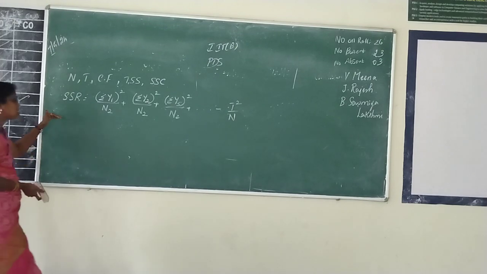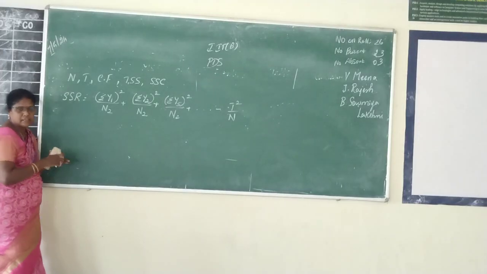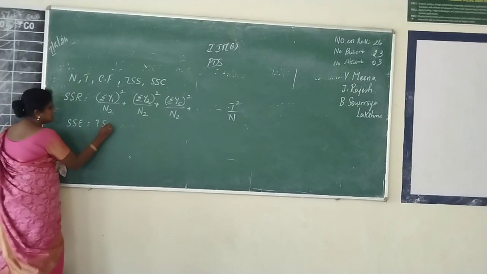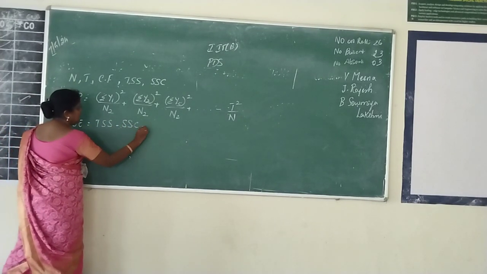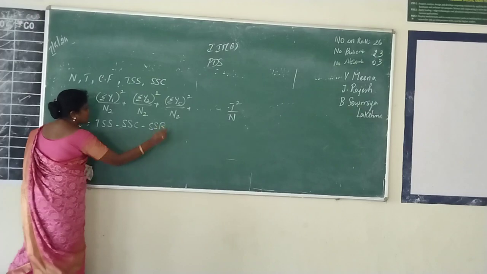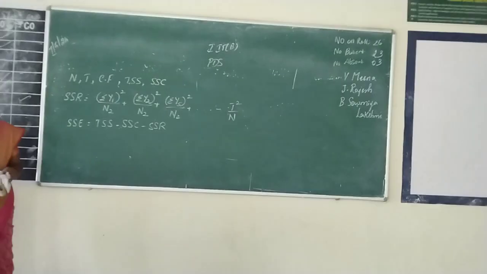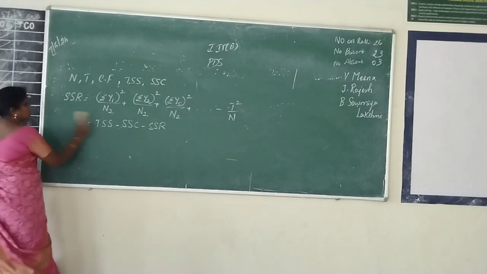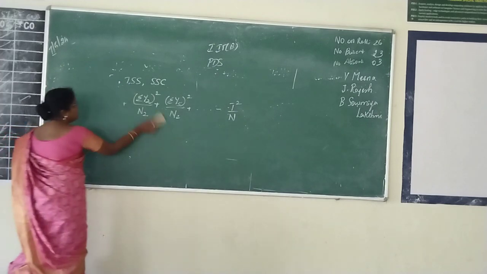After calculating SSR, we are going to calculate the error. Here the error is given by the formula TSS minus SSC minus SSR. From the total, let's subtract both column as well as row. Now the next step will be our ANOVA table. So write ANOVA table.